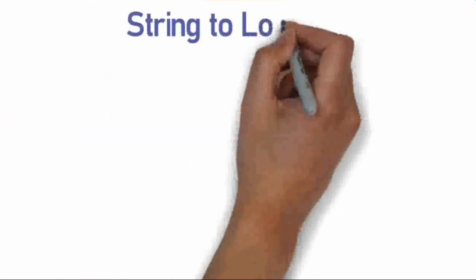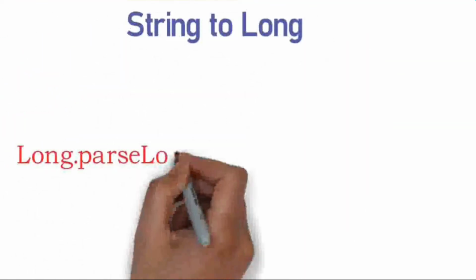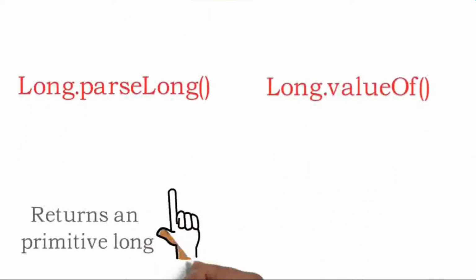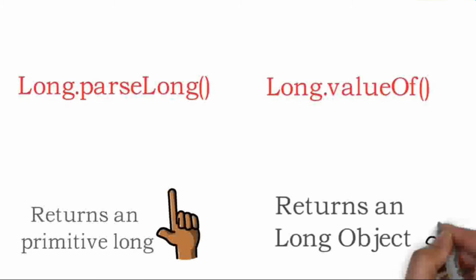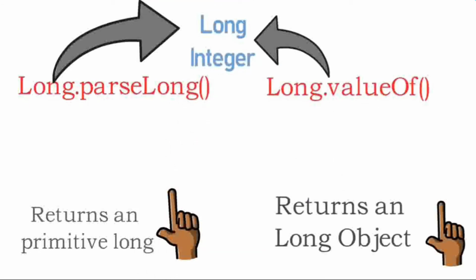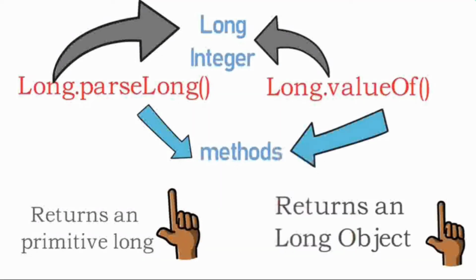Second, strings to long. Long.parseLong and Long.valueOf. Long.parseLong will return a primitive long data type and Long.valueOf method will return Long objects. Here Long is a reference class data type and parseLong and valueOf are the methods of class Long.